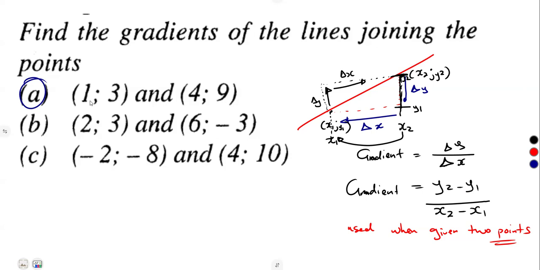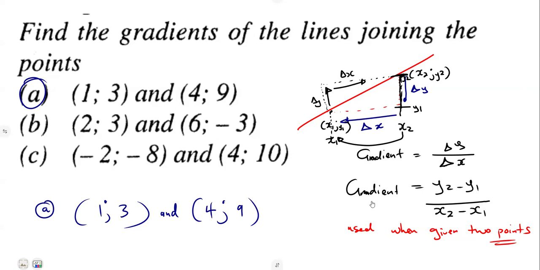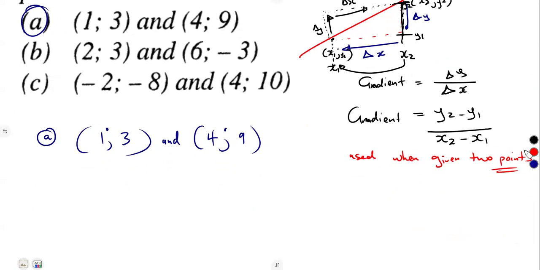The first one is 1, 3 and 4, 9. This is what you're given, and what we need is to find the gradient. So what we're going to do is simply name our points: the first point, the second point. The first point, the x value is going to be x1, the y value, y1.